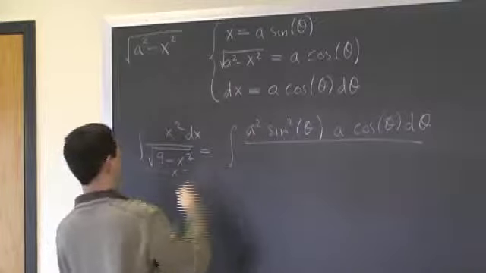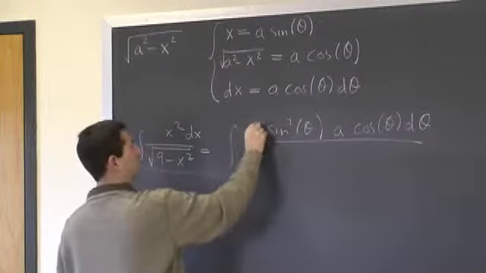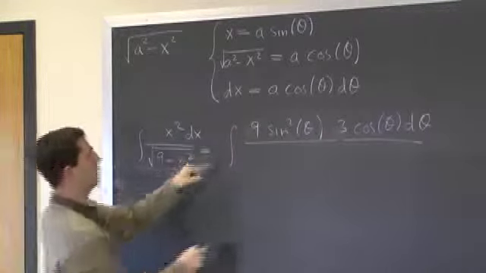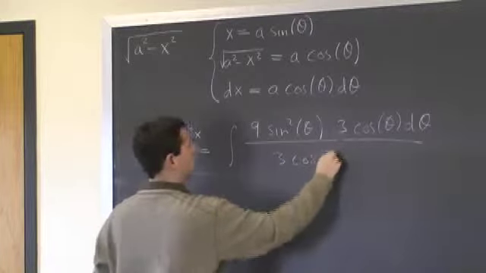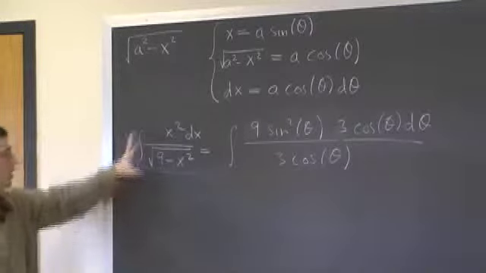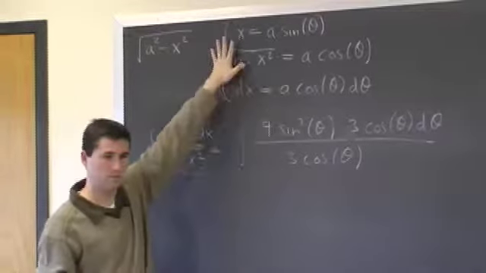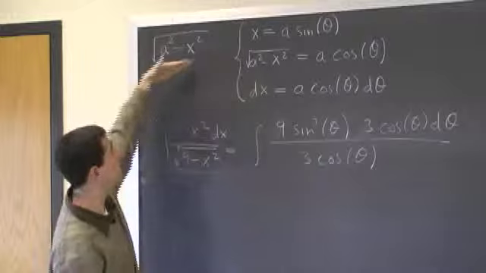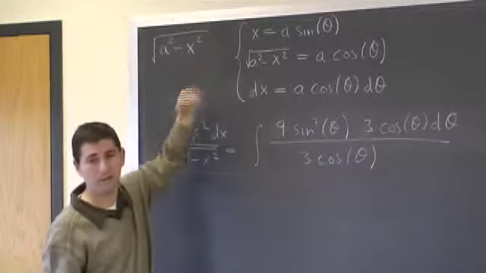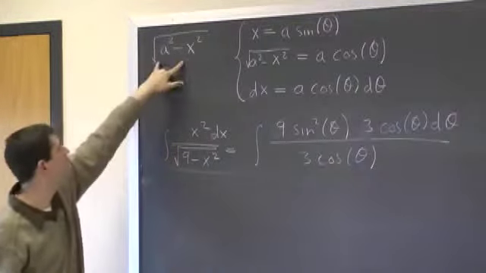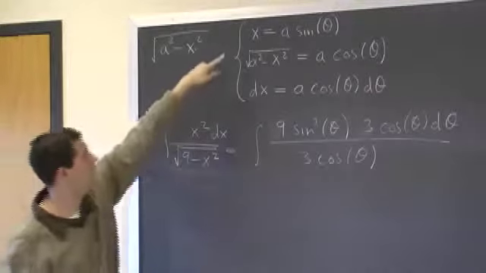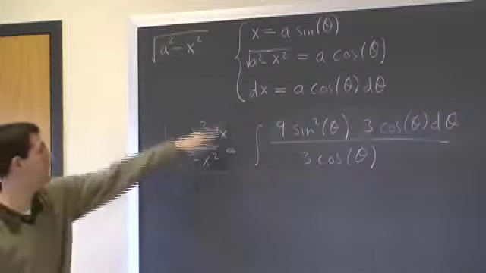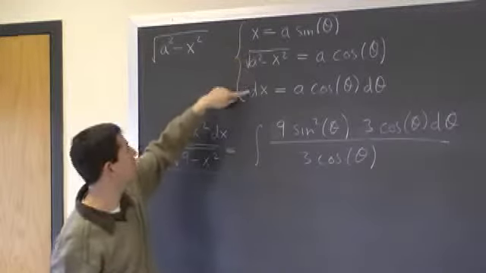Well, I guess a is 3 here, so we don't need to put a's. So we get 3 cosine of theta. Okay, so all this is just coming from this chart. This is all coming right from here. We can use this every single time. Whenever you have a square root of this form, you can use this substitution. And everything in here we just got by looking at this chart.